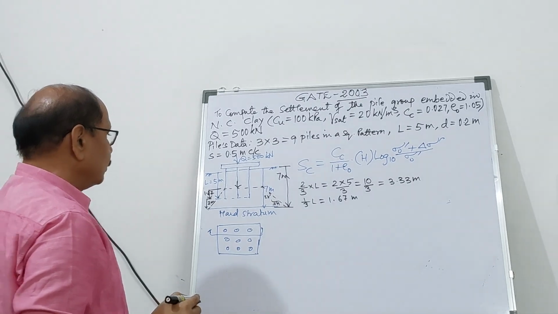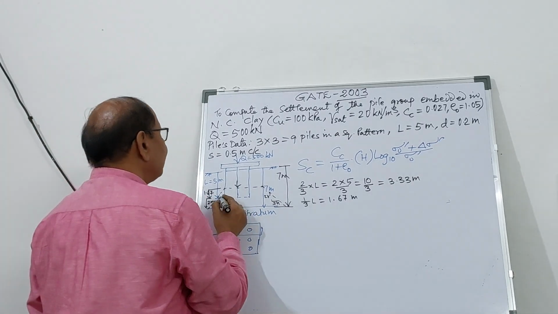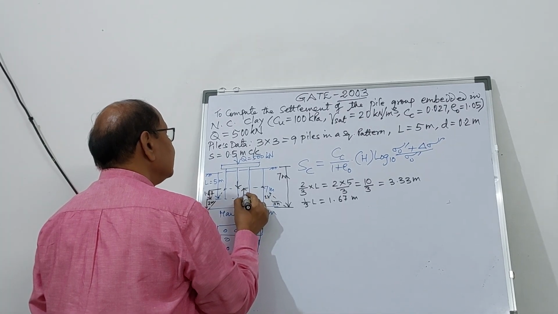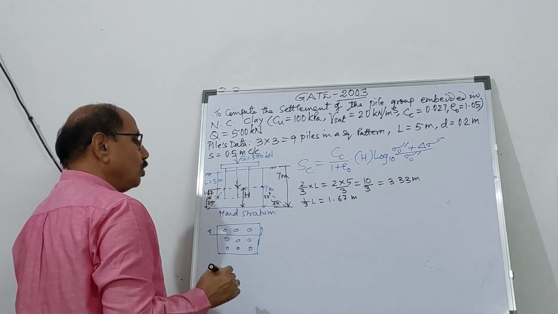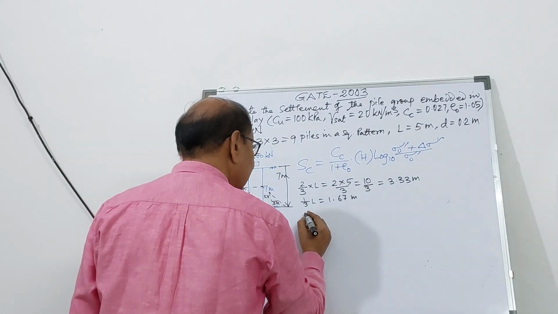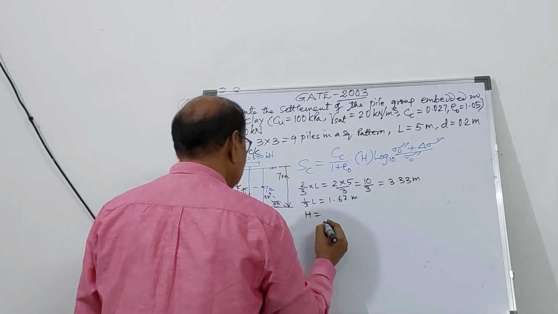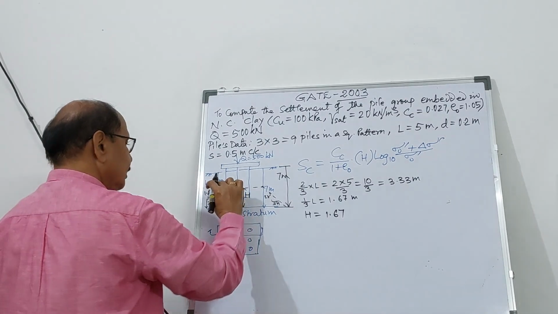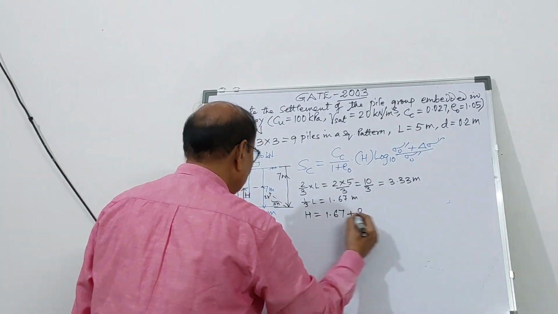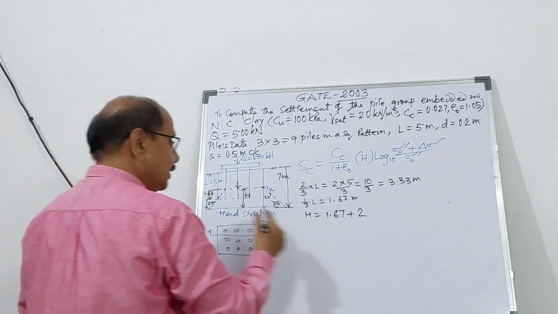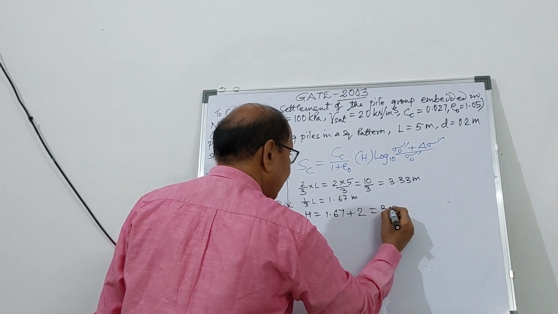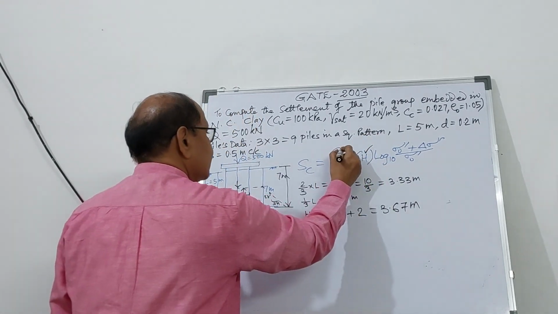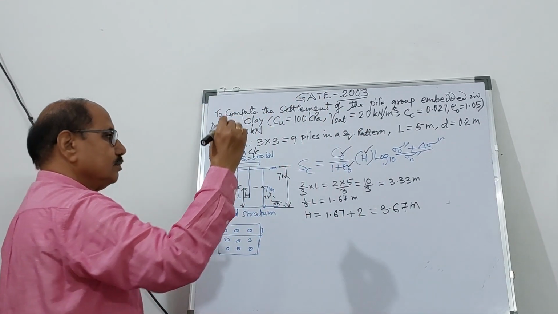Now, this is going to be H. This is the zone in which the load will be felt. So here, the value of H is going to be 1.67 plus 2 meter. So it becomes 3.67 meter. So H is known. Cc is given. e naught is given.